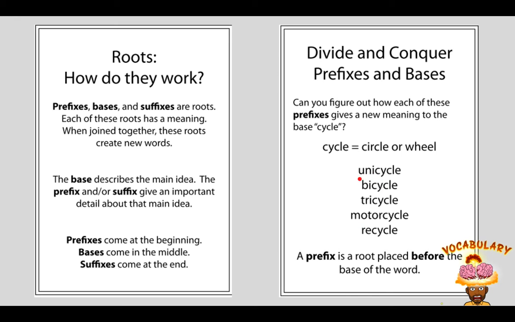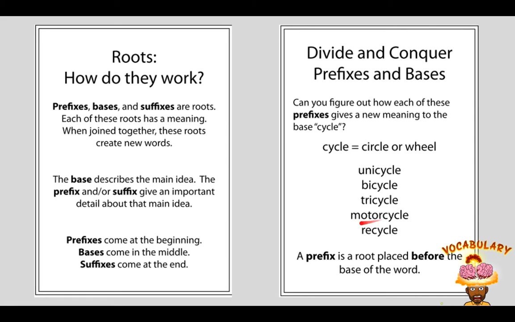When I add the prefix uni, which means one, I have a unicycle. That lets me know I have a cycle that only has one wheel. When I add the prefix bi, which means two, to cycle, I have bicycle, which lets me know I have a bike, which is a cycle with two wheels. When I put the tri prefix, which means three, onto cycle, I have tricycle, which means I have a cycle with three wheels.